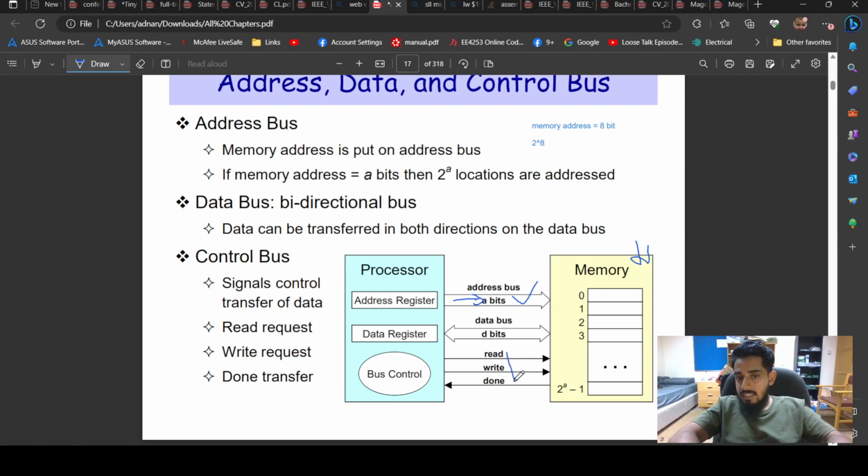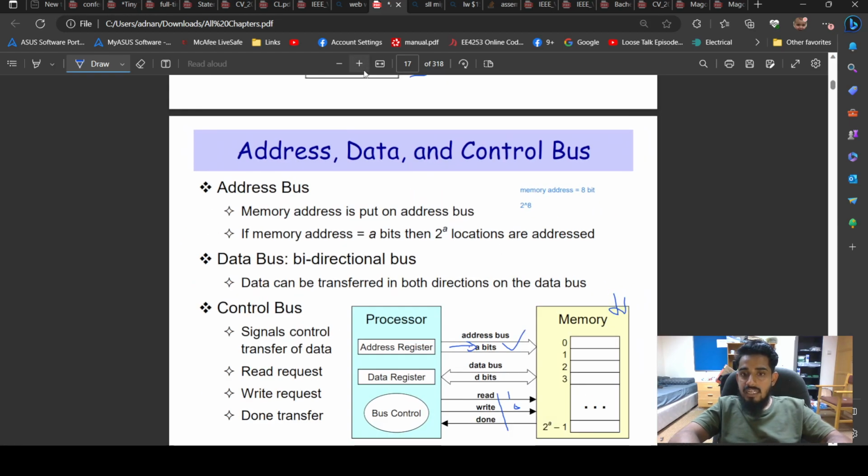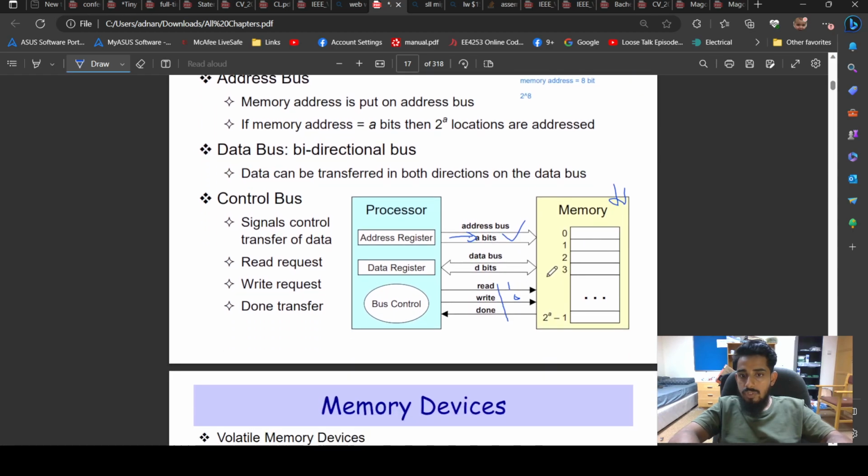Definitely these three signals. Let's suppose my read signal is 1, then all other signals will be 0. And the done signal becomes 1 when the process is done. When read is 1, definitely on this address we will read the data, we will fetch the data, and this data will be loaded on the data bus.